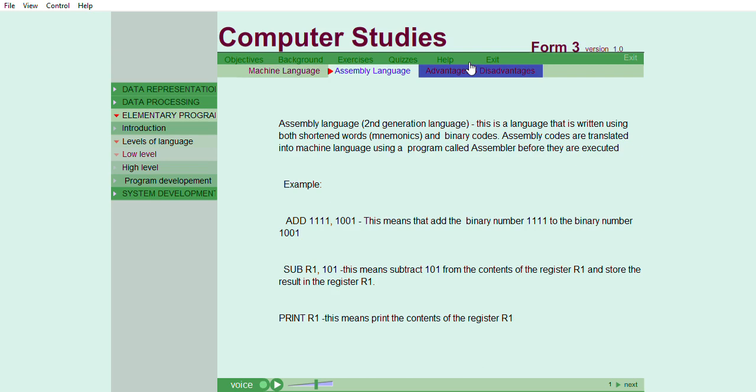Assembly language or second-generation language. This is a language that is written using both shortened words, that is mnemonics, and binary codes. Assembly codes are translated into machine language using a program called assembler before they are executed.